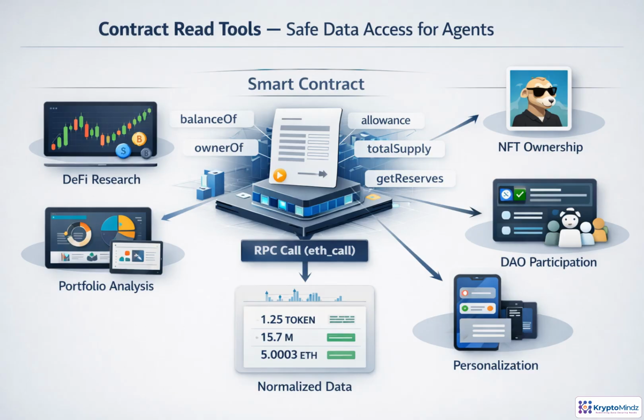Read tools give the agent a safer way to inspect blockchain state. Instead of sending a transaction, the agent uses an RPC eth_call to ask questions like, what is this balance, who owns this NFT, or how much liquidity is in this pool? The key step is translating raw contract responses into useful values, especially decimals and large integers. Once normalized, that data can support research, portfolio views, DAO checks, and transaction planning.